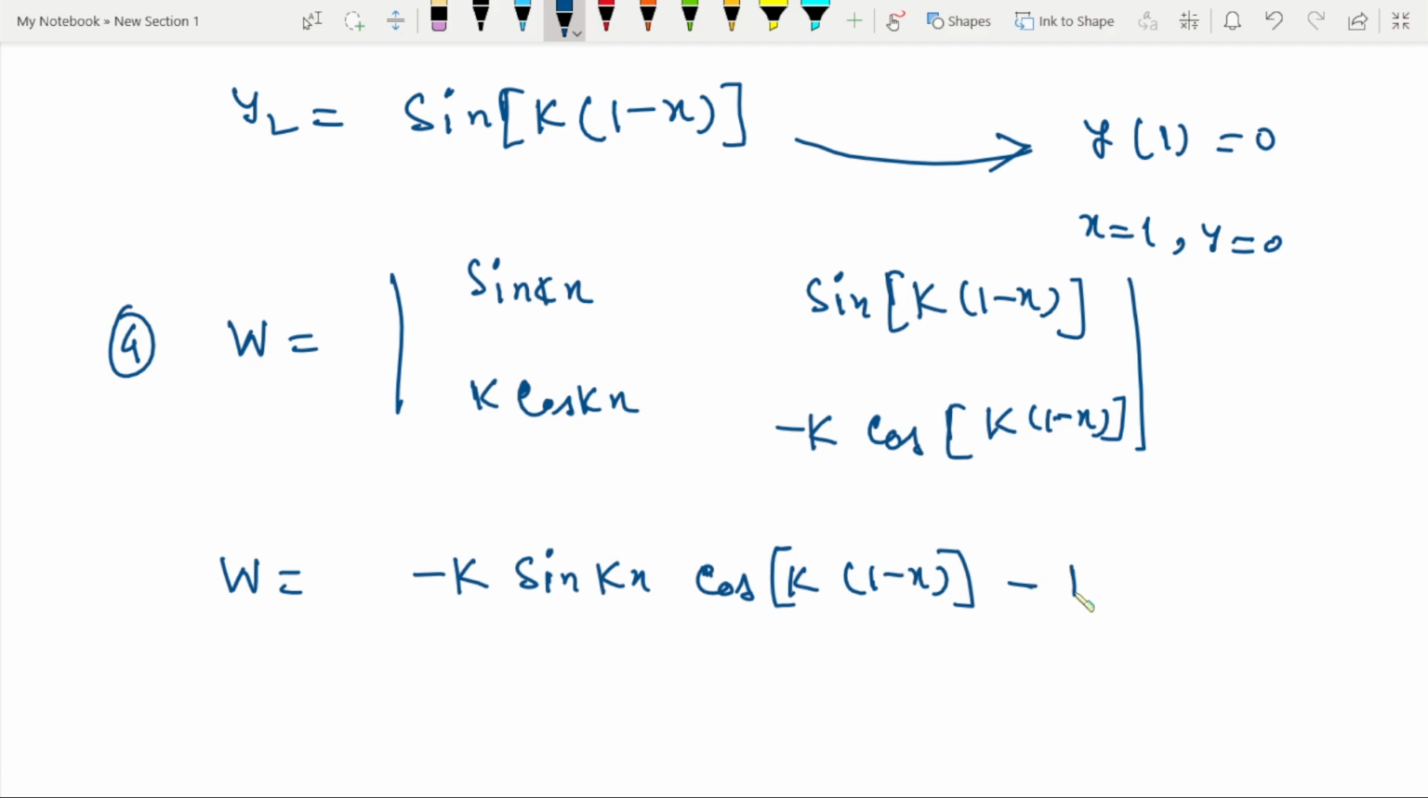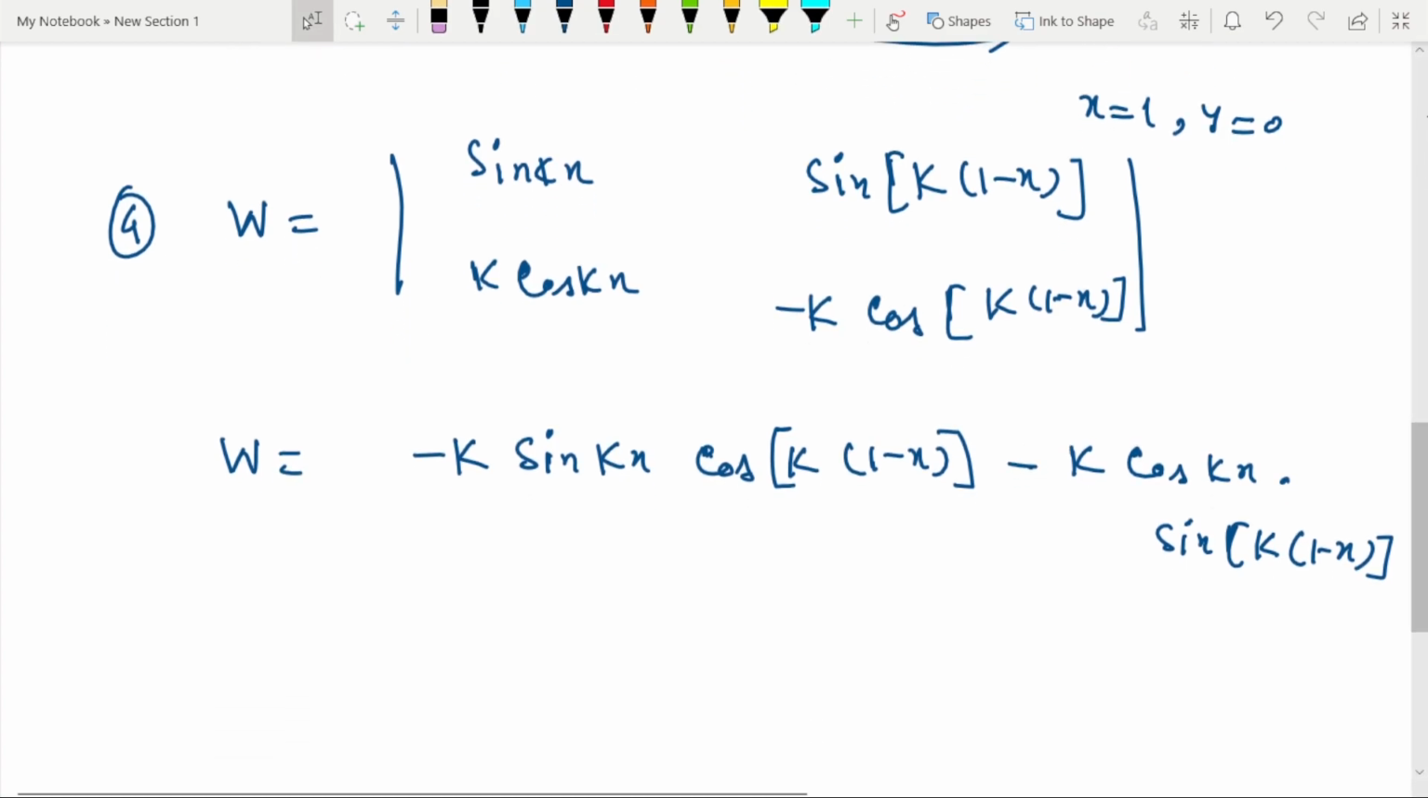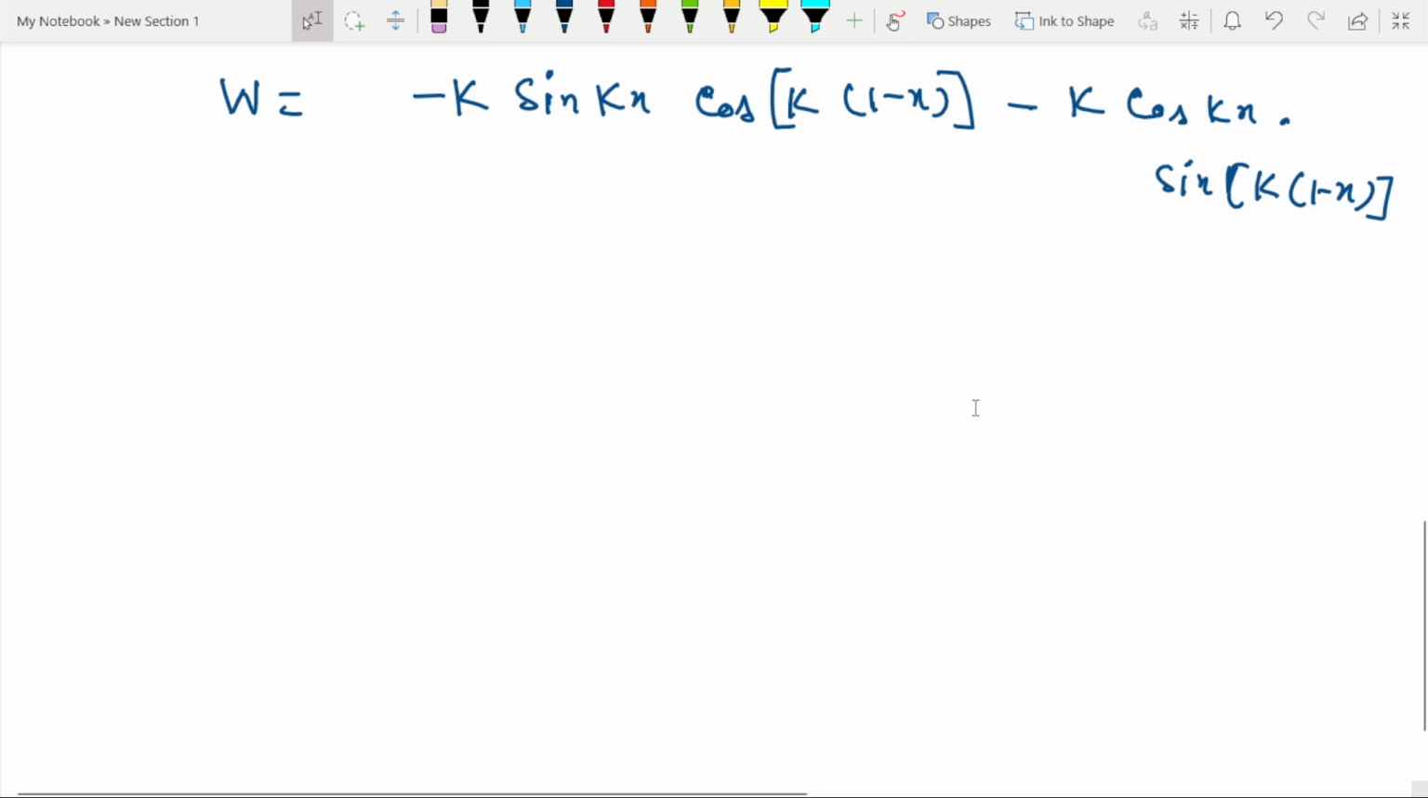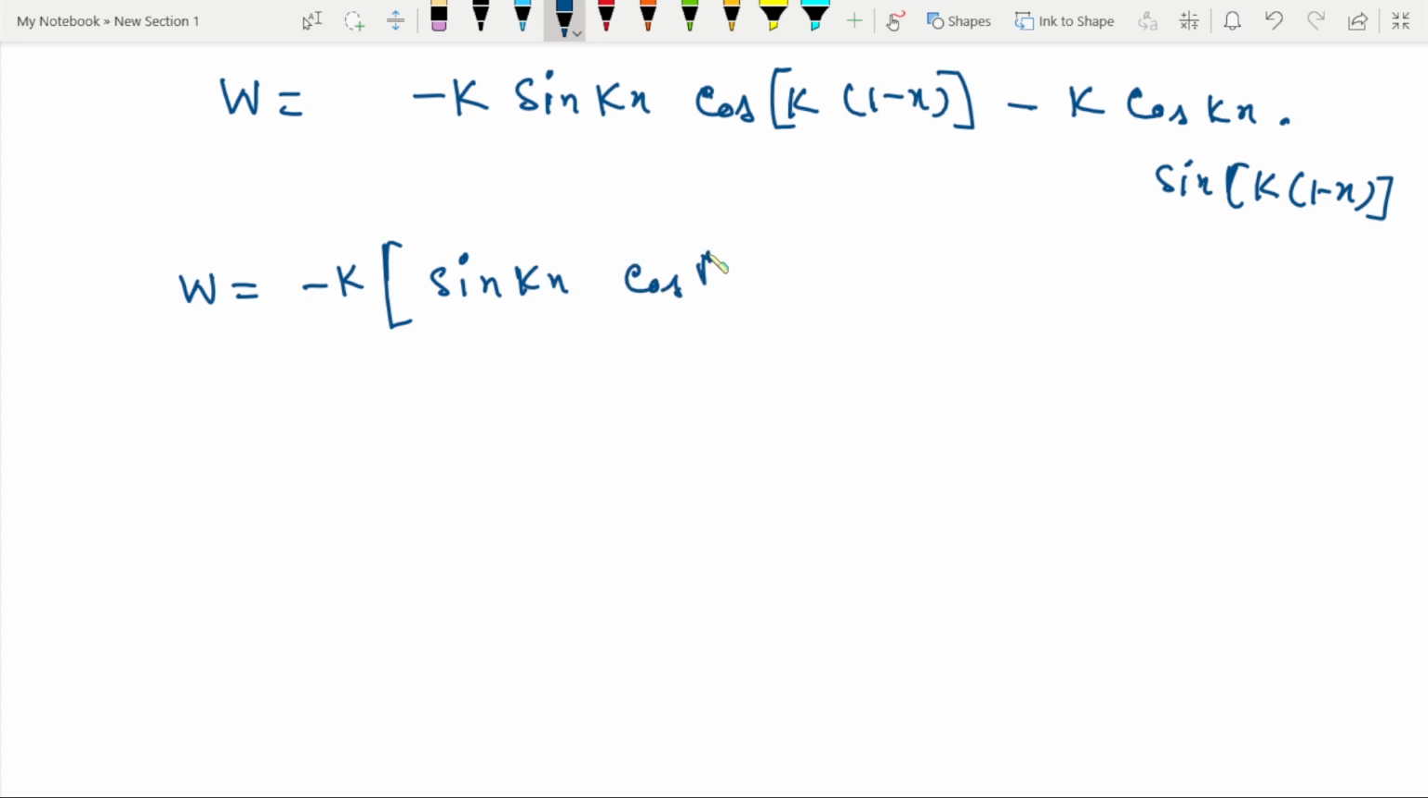Okay, and minus of k cos kx into sin k(1 minus x). From here, if we take k common, what will happen? w is equals to minus k, if we take k common, we get sin kx cos k(1 minus x) plus cos kx into sin k(1 minus x).